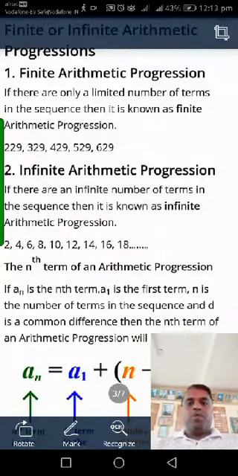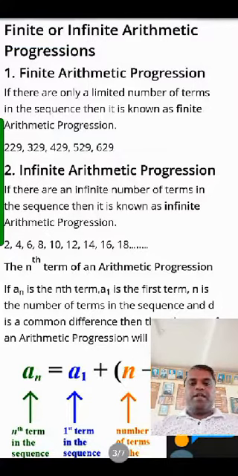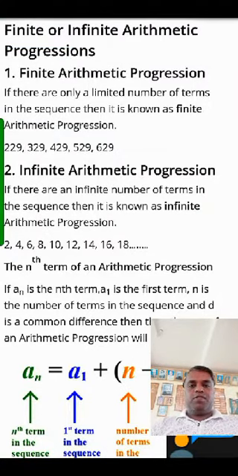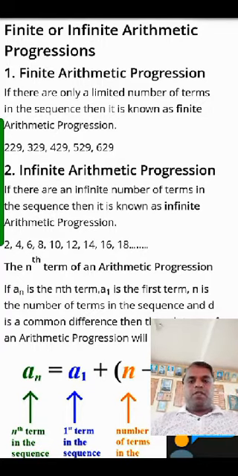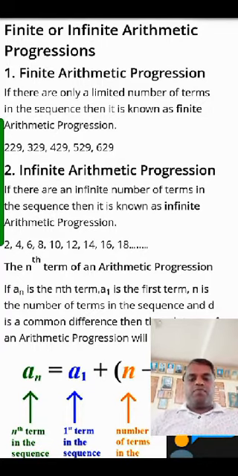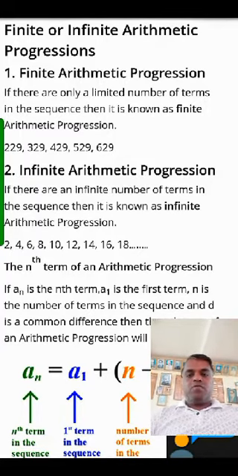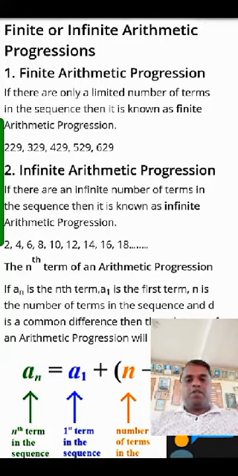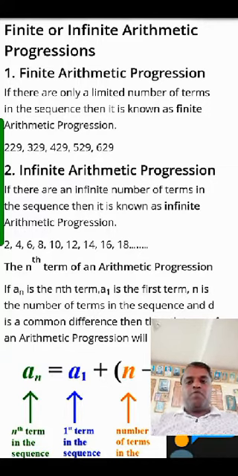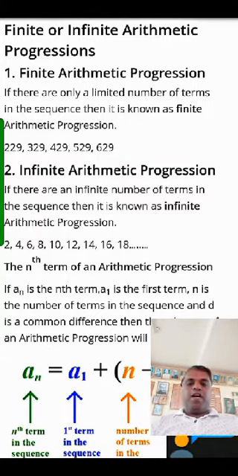Next we move to finite and infinite arithmetic progressions. Finite means countable. In a finite arithmetic progression, there are only a limited number of terms in the sequence. For example, 229, 329, 429, 529, 629. Finite means countable.